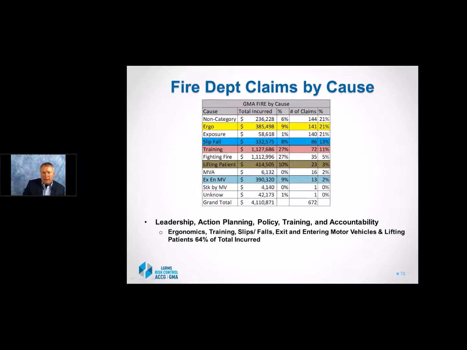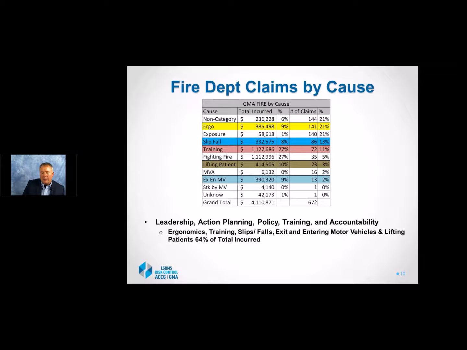Fire department claims. Again, the first bullet point up there is non-category. You can see it's a very high percentage of claims, but not a very high dollar. Non-category claims are claims that are like struck by, caught between, sharp objects, things to that effect. They don't necessarily have a cause.